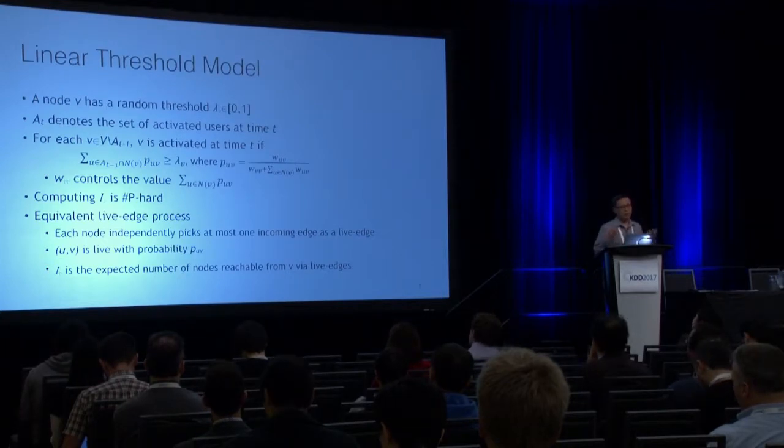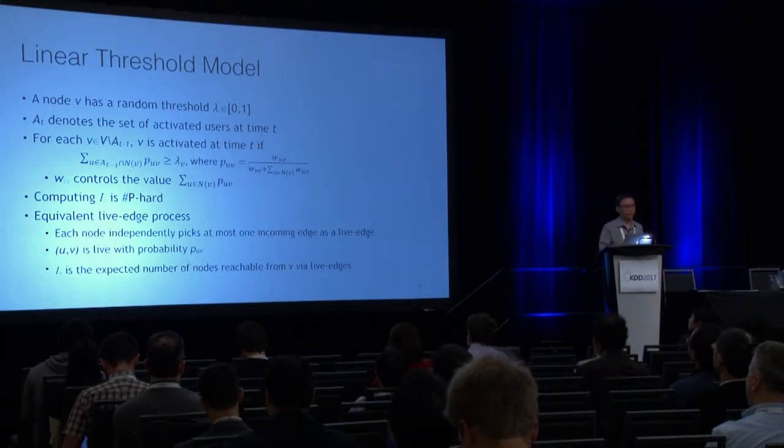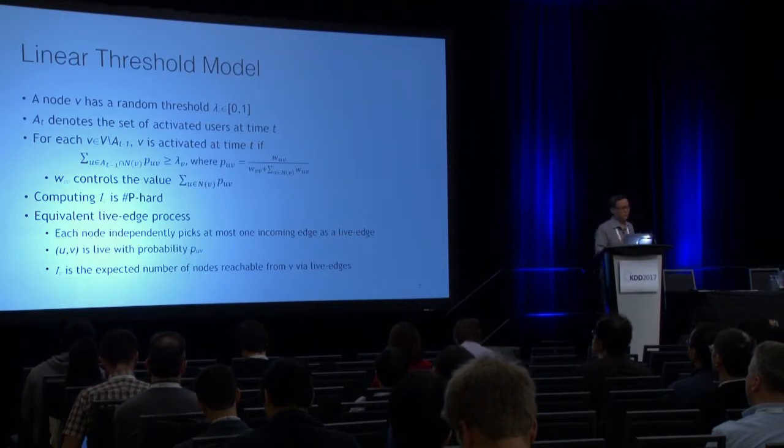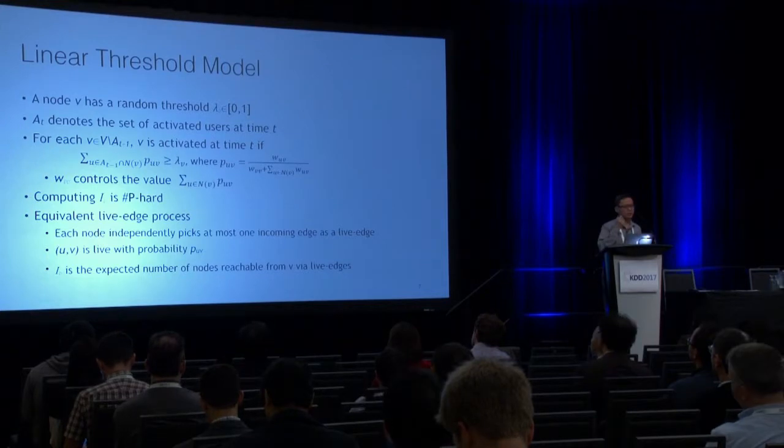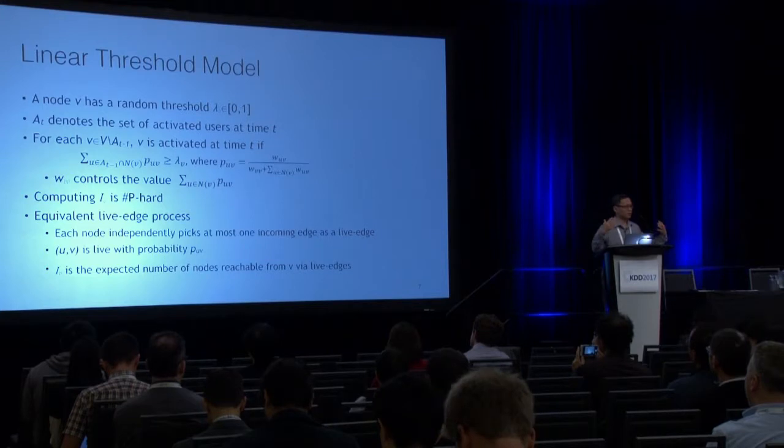In many applications, we use one of the two very popular influence propagation models. One is called the linear threshold model. The linear threshold model essentially says we have a node V, and it chooses a random threshold independently from the other nodes. It looks at its neighbors. If the combination of the influence from its neighbors is over this threshold, then this node becomes activated.